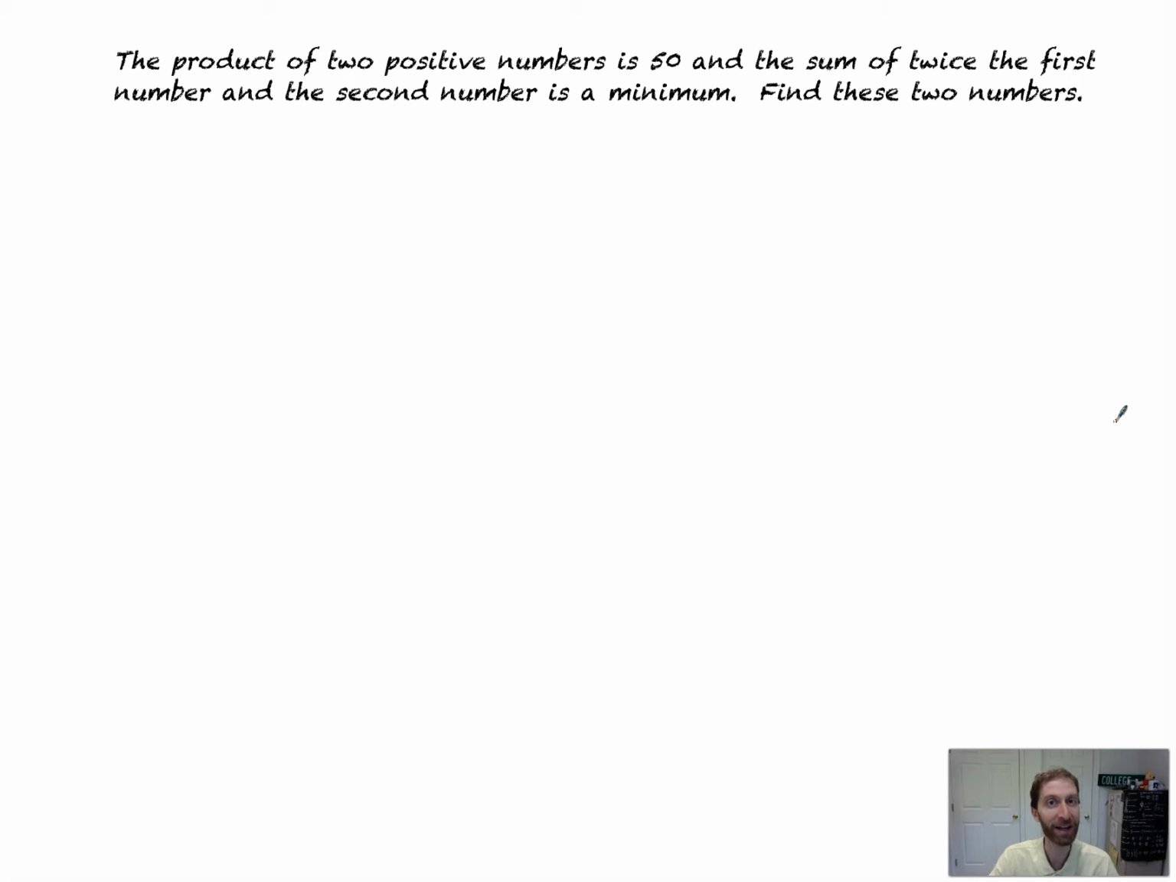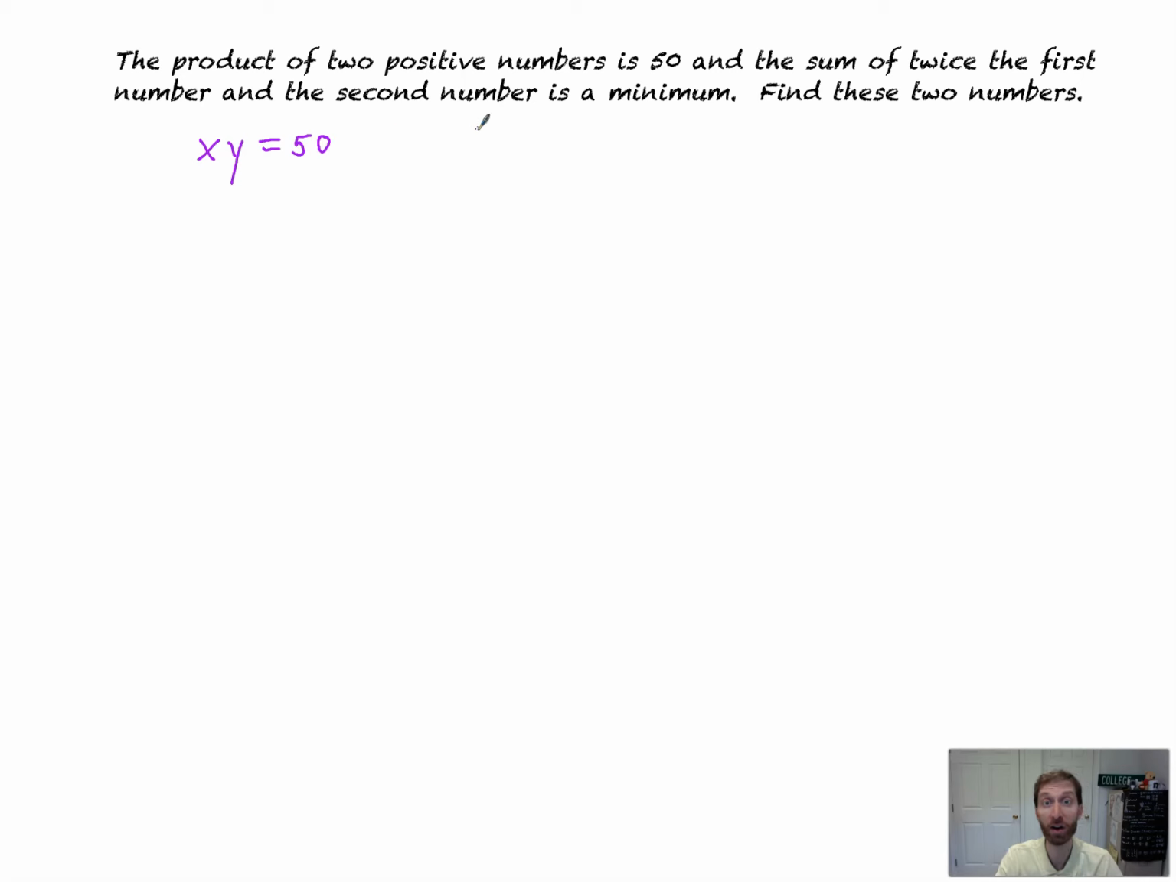Okay, here we go into two classic optimization problems. We'll start out with this one. The product of two positive numbers is 50. I stopped there. Right away, I actually have something I can translate, right? The product of two positive numbers, let's call those x and y, is 50, equals 50.